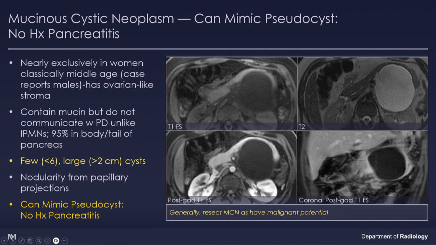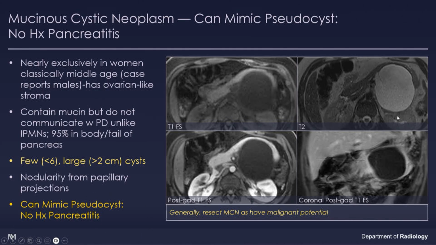These, as you would expect, contain mucin. They don't communicate with the pancreatic duct, unlike IPMNs. 95% of them are in the body and tail of the pancreas. And again, the key feature as imagers is that these are few and large cysts. They may have nodularity from the papillary projections. They may have a solid component, but again, they don't have a history of pancreatitis.